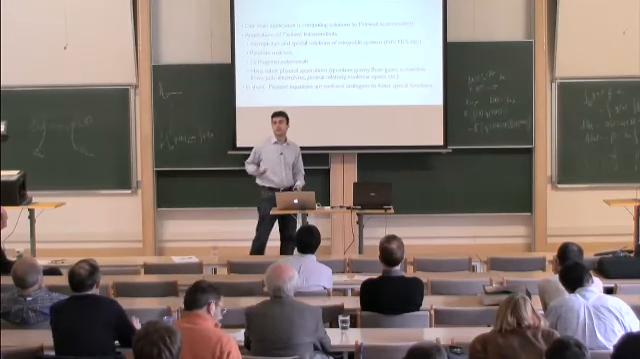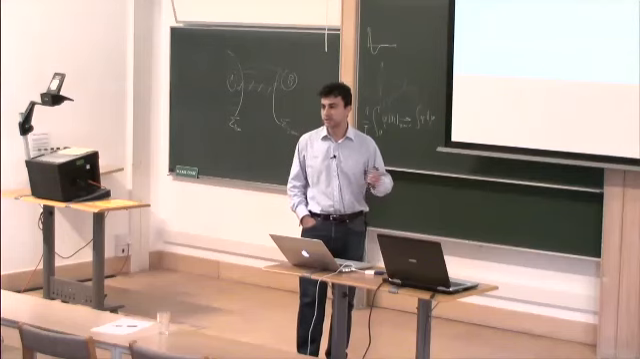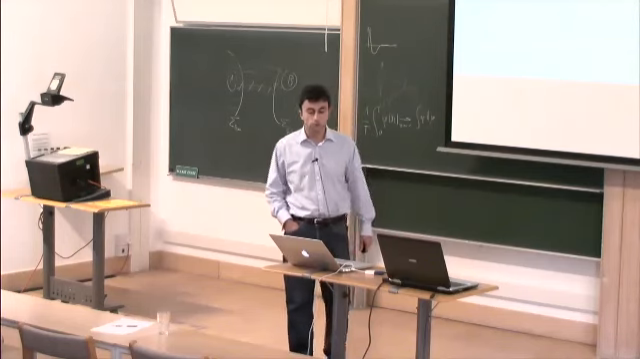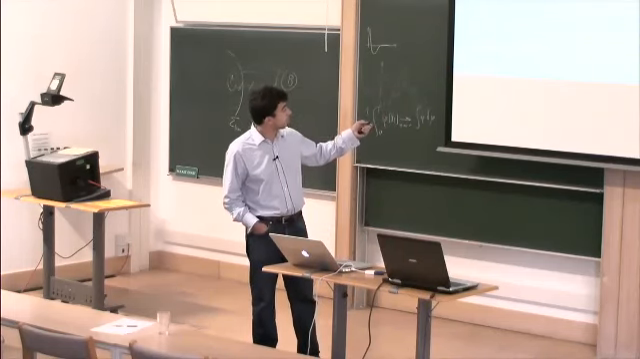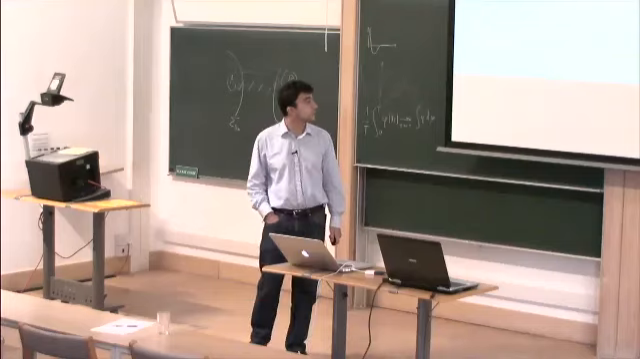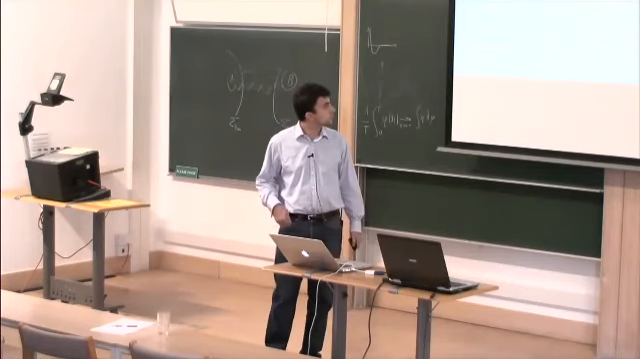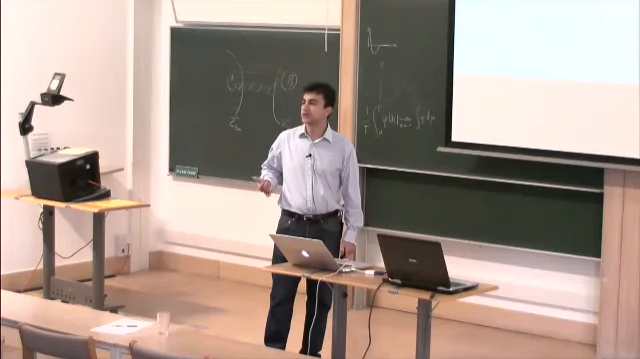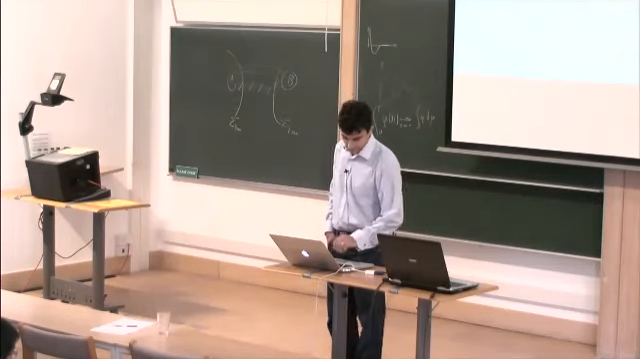So Painlevé transcendents are classical objects, so they're nonlinear ordinary differential equations such that all the movable singularities, so singularities that depend on the initial conditions, are poles. And so they have many applications in integrable systems theory and other areas like random matrices and orthogonal polynomials, and then many physical applications as well. And they've come to be viewed as nonlinear analogs to the linear special functions that we're all familiar with.